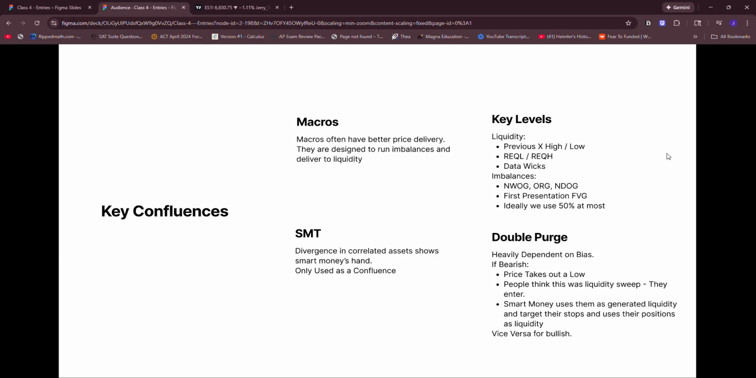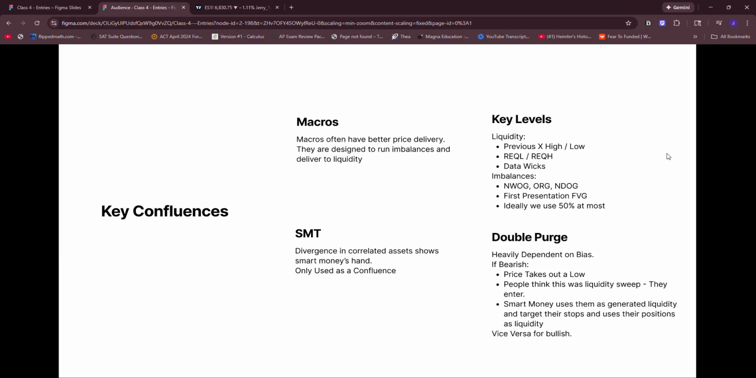So key confluences, not going to go too in depth with this. Most of the stuff I've already talked about. Macros, right? We talked about macros in our time and price theory, right? They're designed to run imbalances and deliver to liquidity. SMT, right? Not going to explain SMT too much. It's already a pretty common factor.